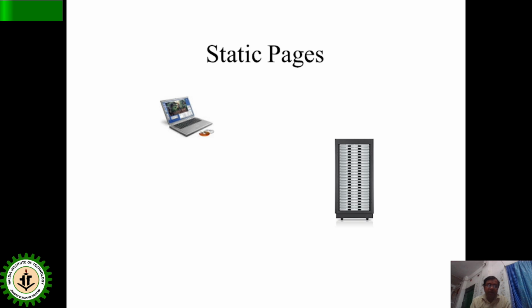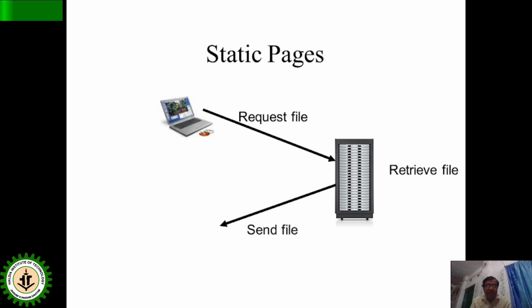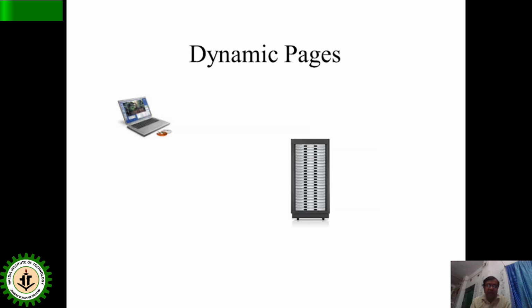For dynamic web programming, we have to understand what a static page is and what a dynamic page is. Now, what is a static page? A static page does not change with time. The page and its content will always be fixed. This is the static page, where the request file is sent, the retrieved file is received, and the page is saved. And what is a dynamic page?